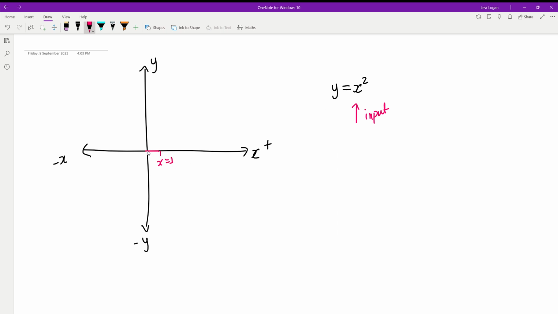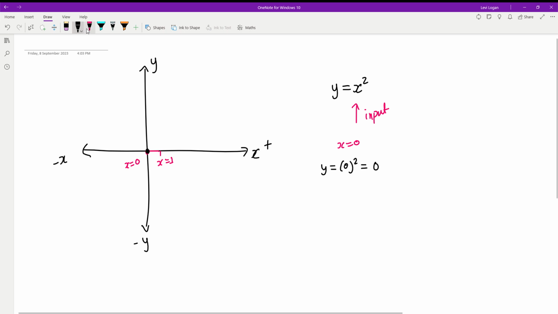Well, actually we should start at x is equal to 0. So x is equal to 0. Substitute that into here. So wherever the x is, you replace with a 0. So y equals 0 all squared. 0 squared is just 0. So our height is here. So the point is 0, 0 here.